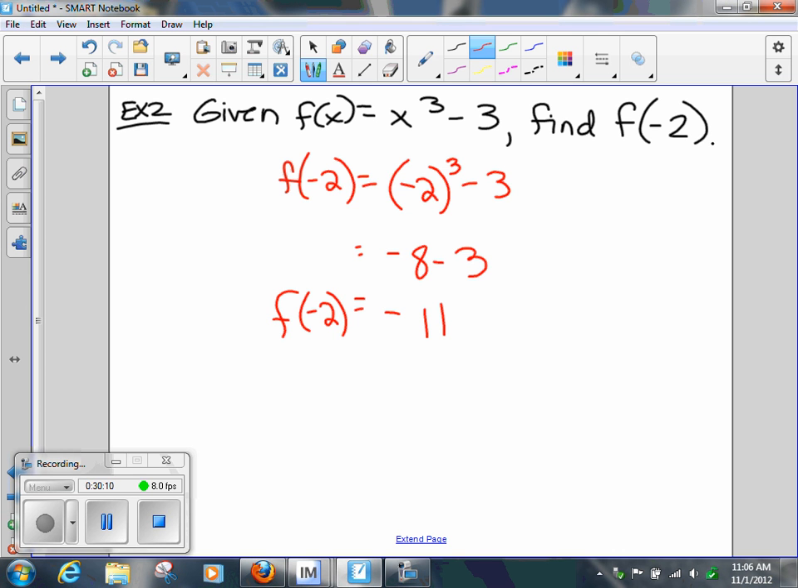Questions? Hey, what would the resulting ordered pair be from this? Just a forward-thinking question. What would the resulting ordered pair be from f of negative 2? Attaboy.